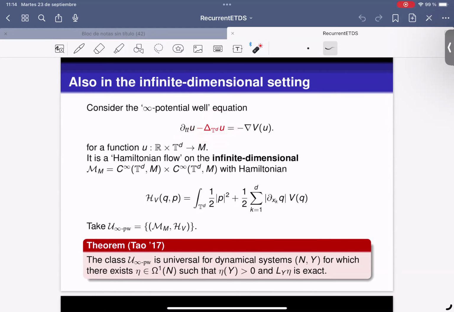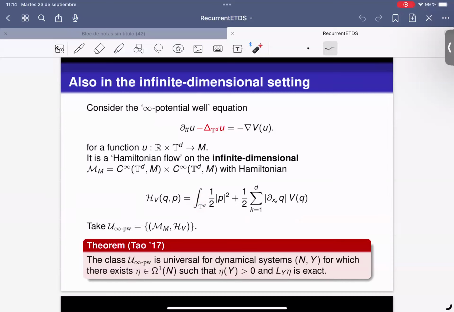And it turns out that this equation can be obtained as the Hamilton equations of a certain Hamiltonian system, but on an infinite dimensional manifold. So we have to consider the infinite dimensional manifold of C^∞ functions from the torus to M and from the torus to TM. And the idea is I want to consider the Hamiltonian function that repeats the same trick, but now what you get is a function on the torus, and you integrate this function on the torus. Okay, so that's the idea.